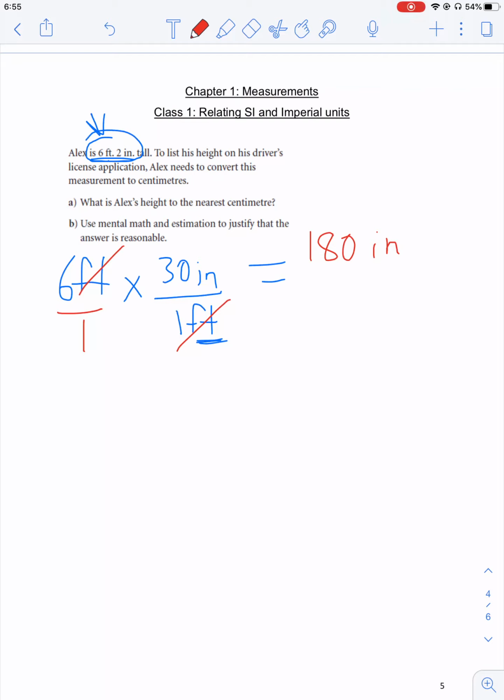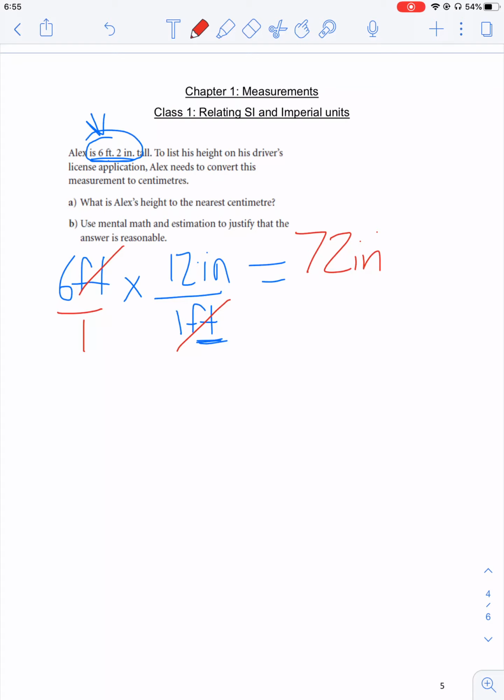Actually, no, I made a mistake. 1 foot is 12 inches, not 30 inches. It's 30 centimeters, right? So that's why I was kind of confused. So let me be consistent with my colors. This should be 1 foot is actually 12 inches, okay? And now this will simplify to 12 times 6 is 72, right?